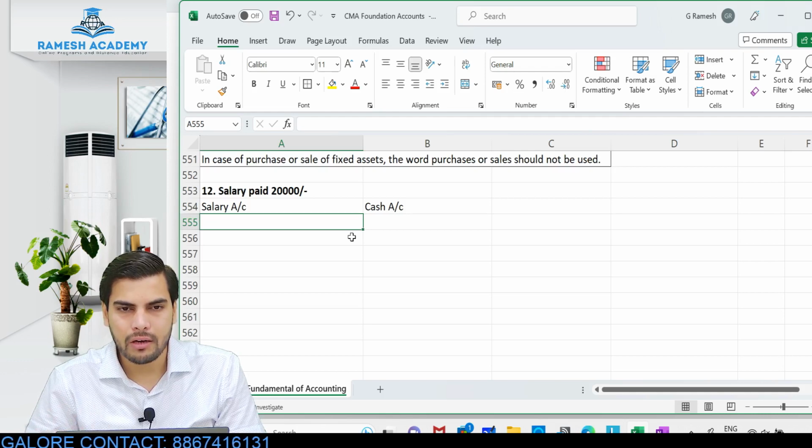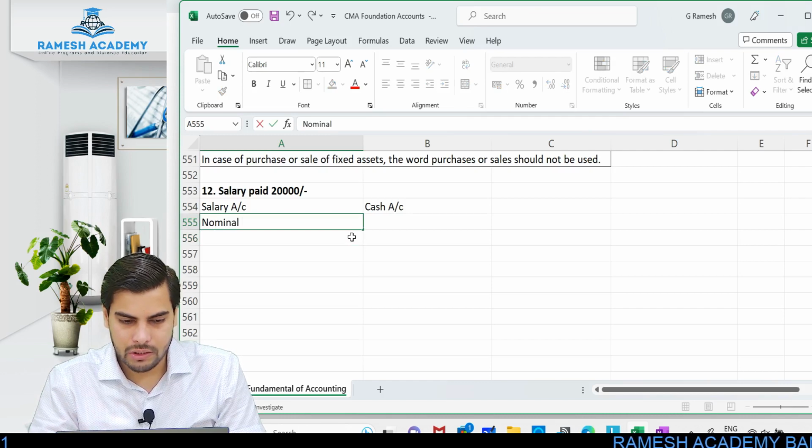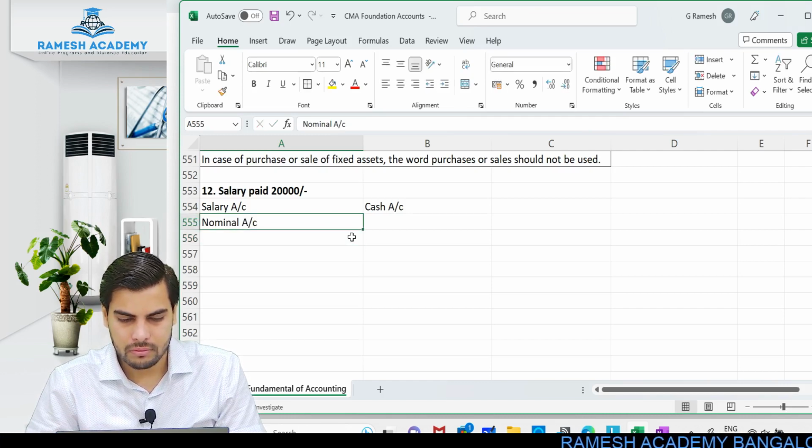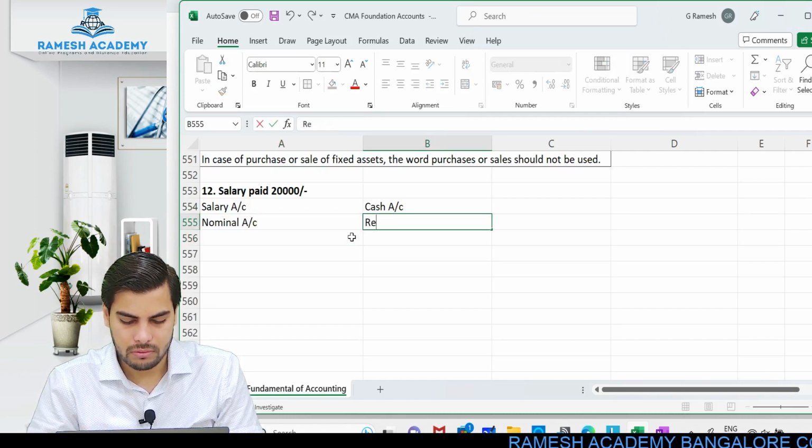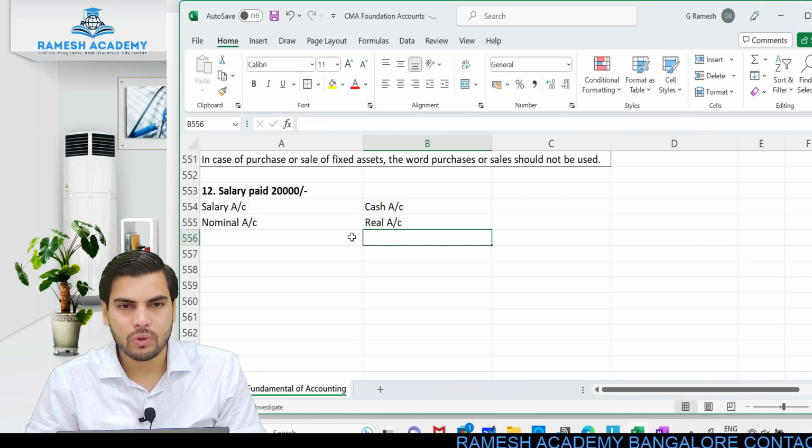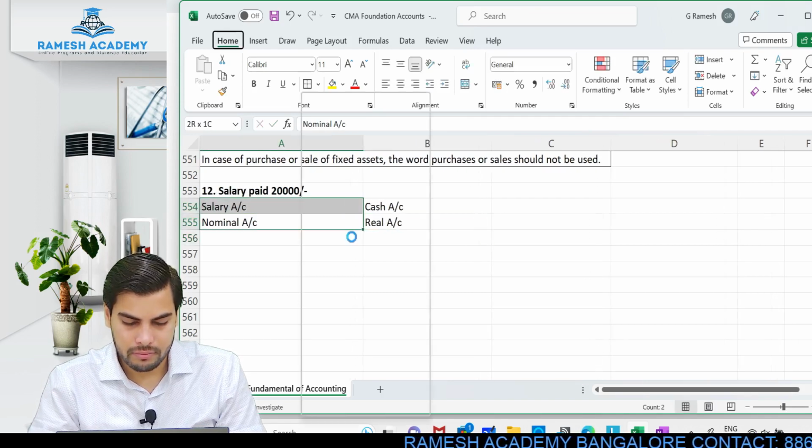What about salary account? Look from the point of view of the business. Is it an income or is it an expense? The salary which the company is paying to its employees, don't you think it is an expense? So this would be classified as nominal account. And cash, as usual, you know that this is a real account.